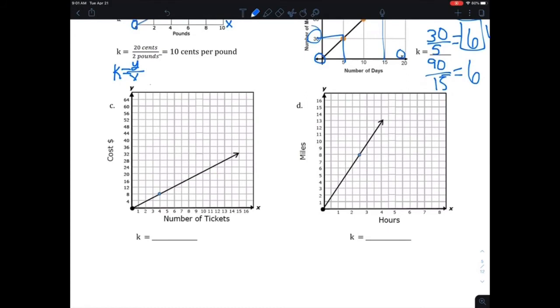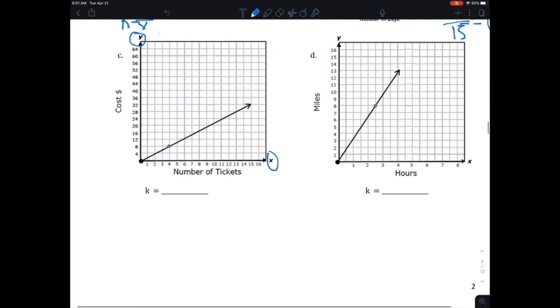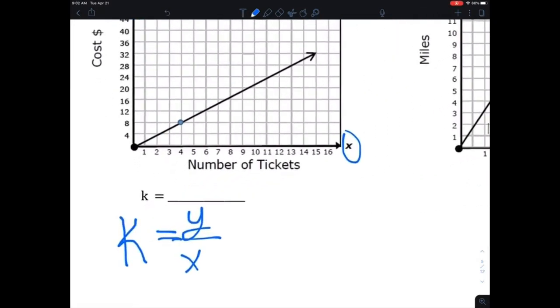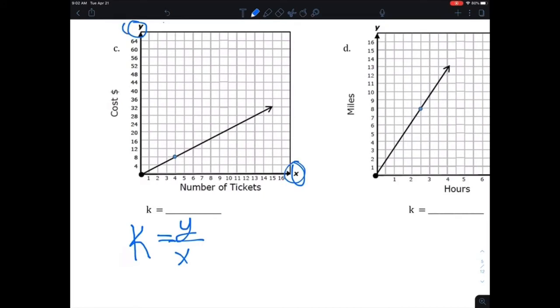All right, here we go. Number of tickets. Again, greatness right here. The graph is already labeled for us, and they're giving us a point also. We just have to remember what formula we are using. What is constant of proportionality? It's k equals y over x. We have our y value. This is my x values again. This is my y.